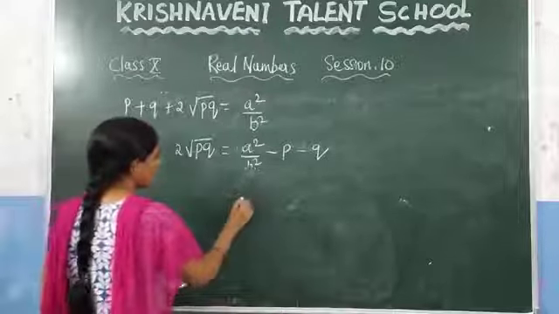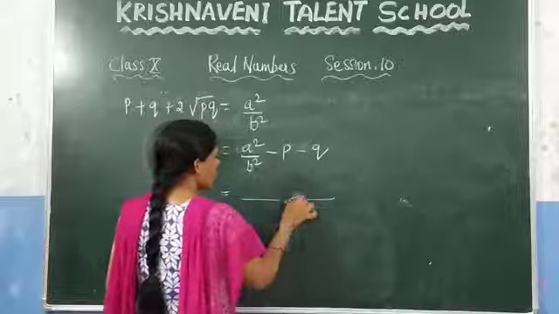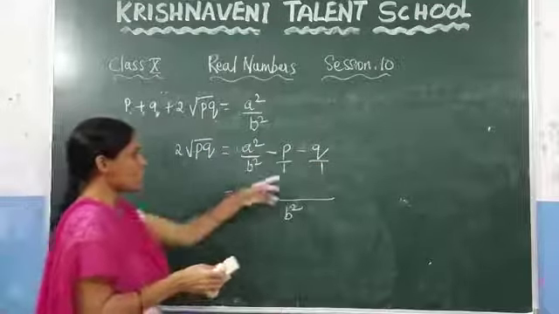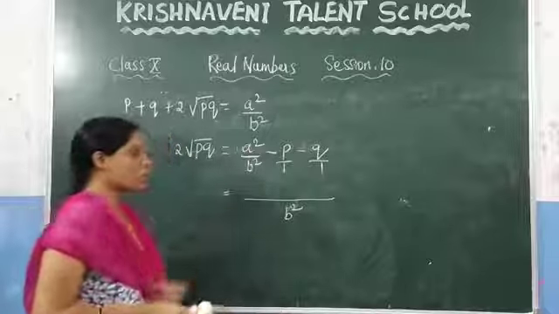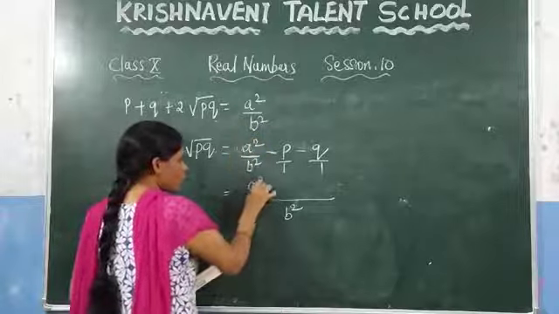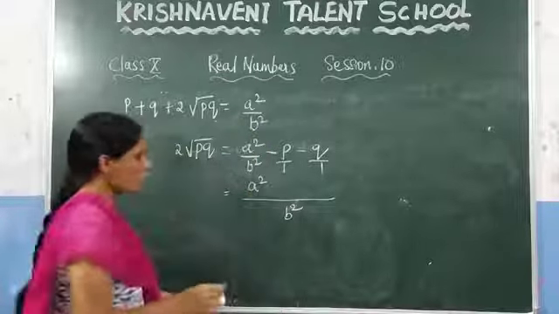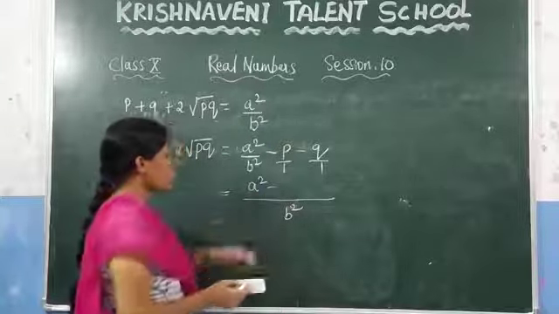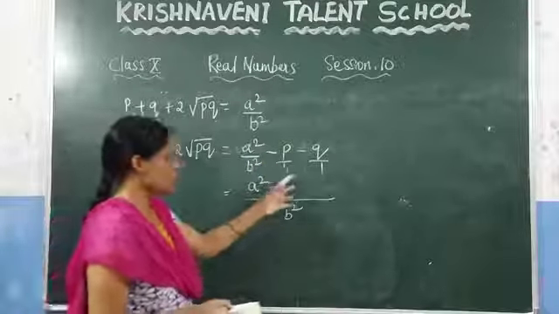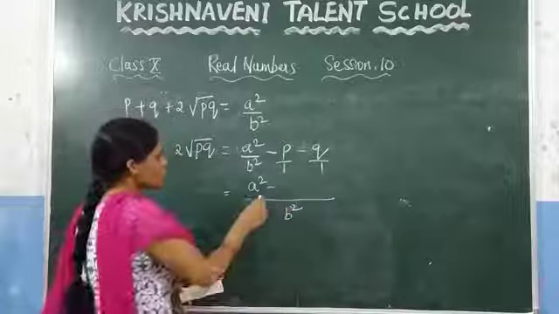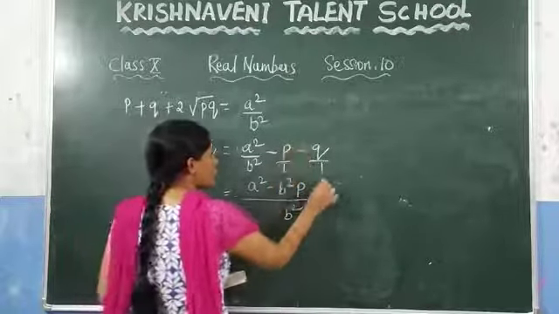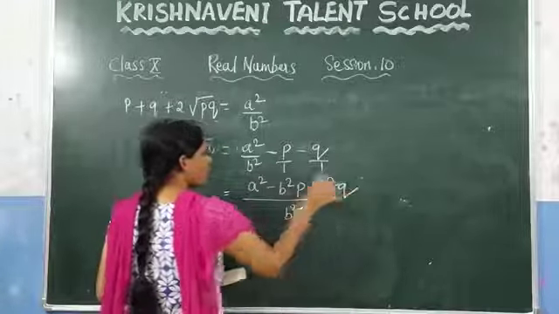So what you get here, you know that this one you can write as p by 1, this one you can write as q by 1. What is the LCM of 1 and b square, which is nothing but b square. So here, since the denominator is the same, you can write the numerator, which is a square. Here what we need to do is multiply this b square to both p and q, because here the denominator is 1. So here it is nothing but b square p, and b square q.